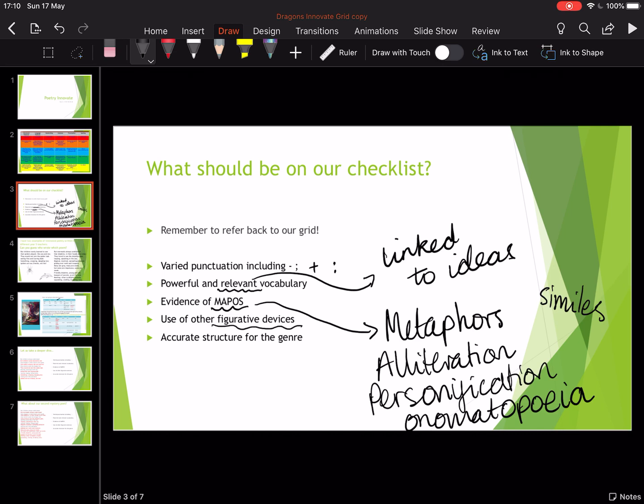This one will become clearer when we look at our examples, which we're just about to do, and accurate structure for the genre, which we've already talked about. Is it paragraphs? Nope, it's not paragraphs. What is it? It's stanzas. We want poetry. So let's have a look.